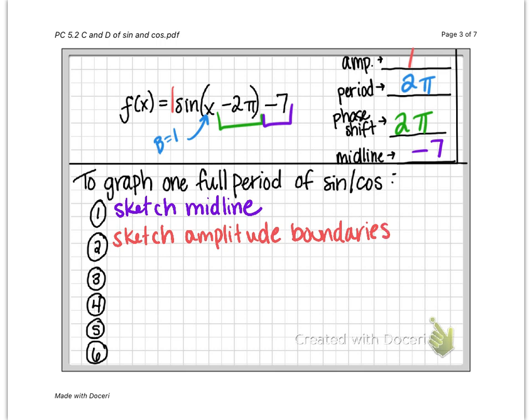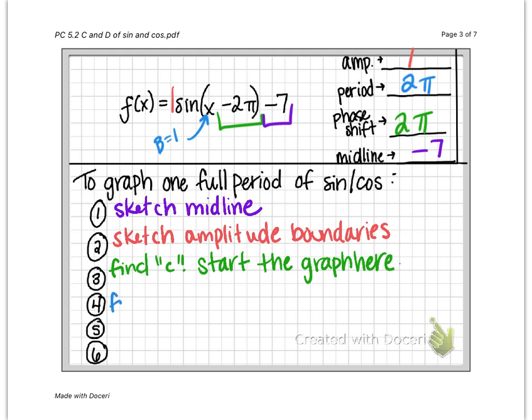Then, step 3 is going to be to find your C value. So find that phase shift. If you have to factor, because B isn't 1, you have to do that first before you find the C value. So find C, and that is going to be where you start the graph. So that's your first critical point.